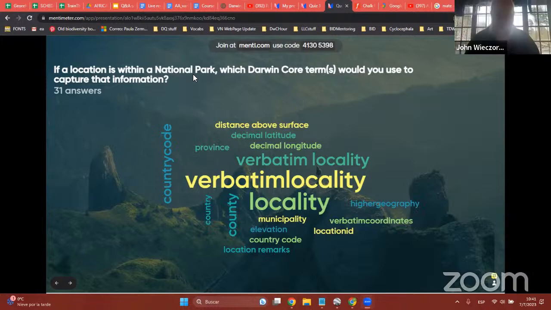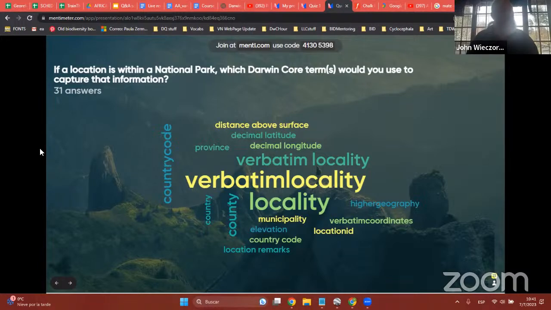I wanted to comment just a little bit on the location ID proposal. I find that very intriguing, and I think a lot of thought went into that one. In the case where the location is just the national park, I can see the reasoning behind the location ID being the field to capture the identifier for the national park. I think that's very good thinking.